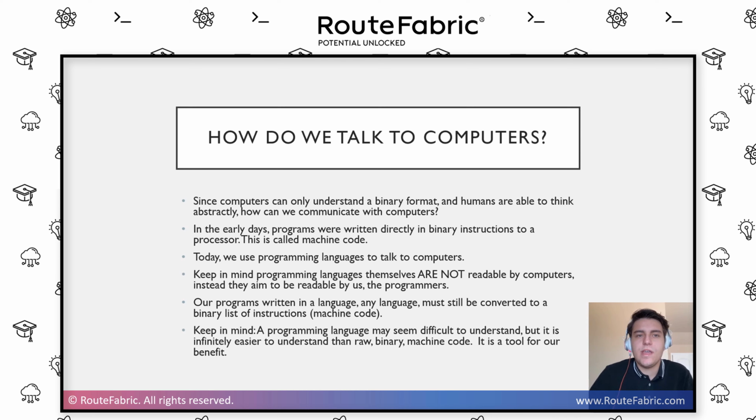So our programs are written in a language, any language, and then these must still be converted to a binary list of instructions. Like I said, this is called machine code. There's a few different ways you can do this, and we'll talk about some of them. And as I stated, keep in mind a programming language may seem difficult, but it is infinitely easier to understand a programming language than it is to understand raw binary machine code. So it really is a tool for our benefit. If you ever feel discouraged or you feel like it's difficult, just keep in mind that it is much easier than it could be, and that this is a tool at our disposal.